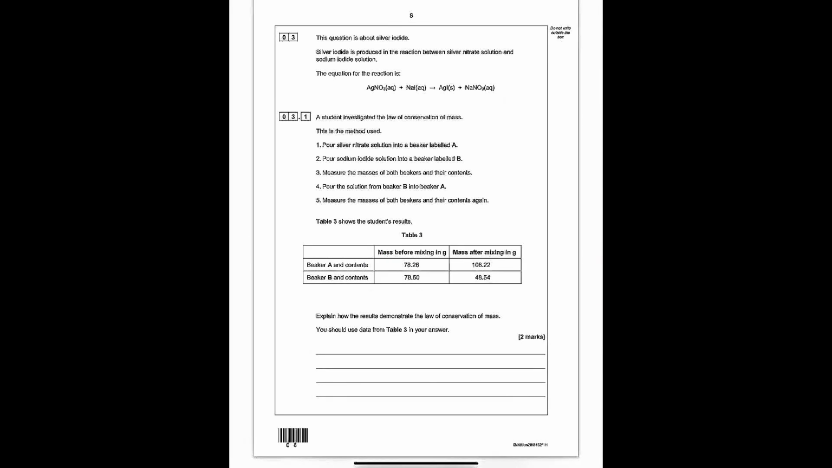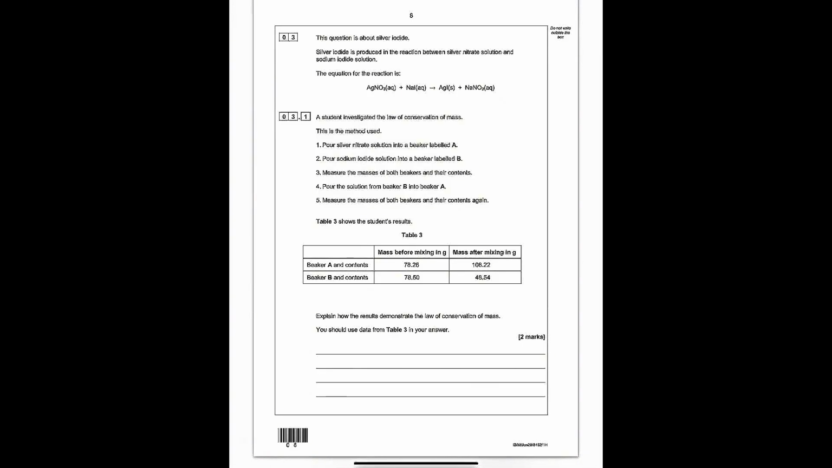Okay, I'm going to go for a past paper exam question for chemistry paper 1. So let me read through the question with you. This question is about silver iodide. The silver iodide is produced in a reaction between silver nitrate solution and sodium iodide solution. The equation for the reaction is below. A student investigated the law of conservation of mass. This is the method that they use.